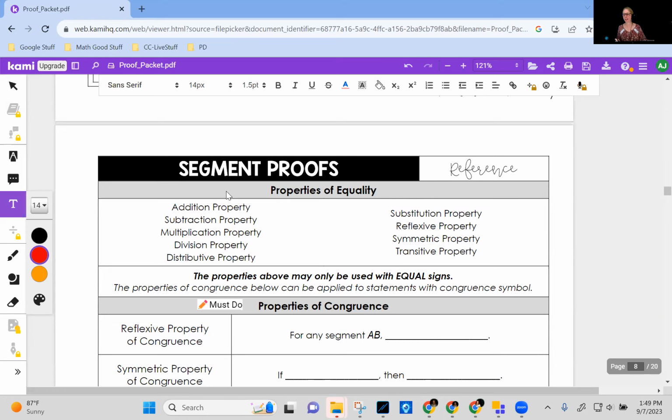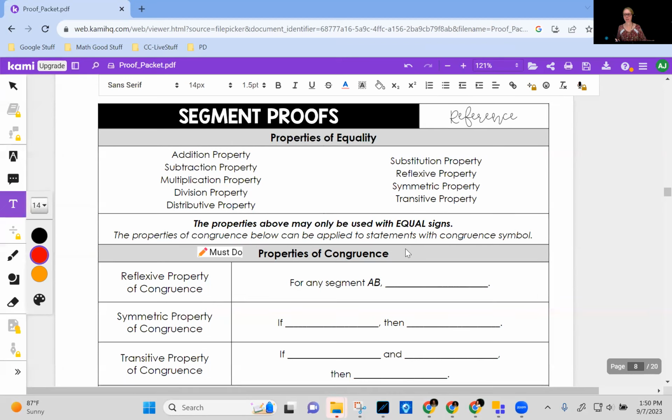So we've already learned these properties of equality. So this right here is reference for what you've already done. These properties may only be used with equal signs. The properties of congruence below can be applied to statements with the congruence symbol.